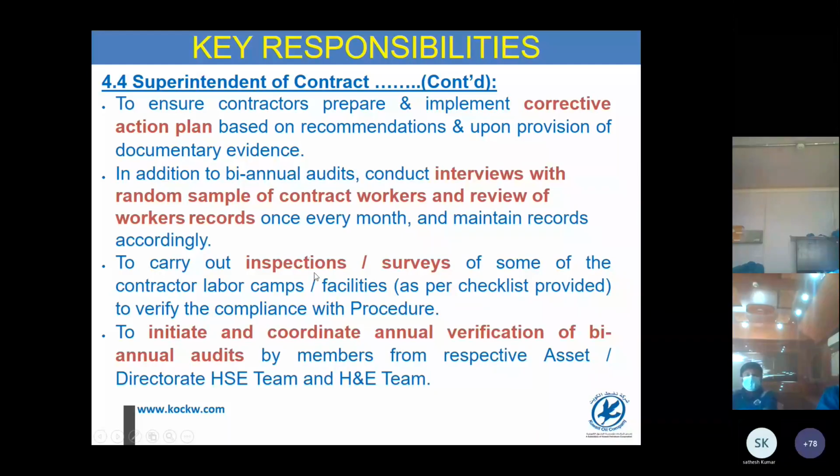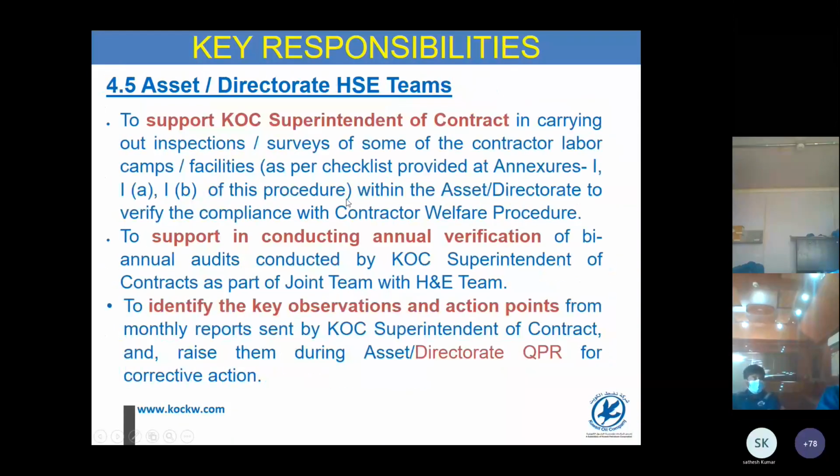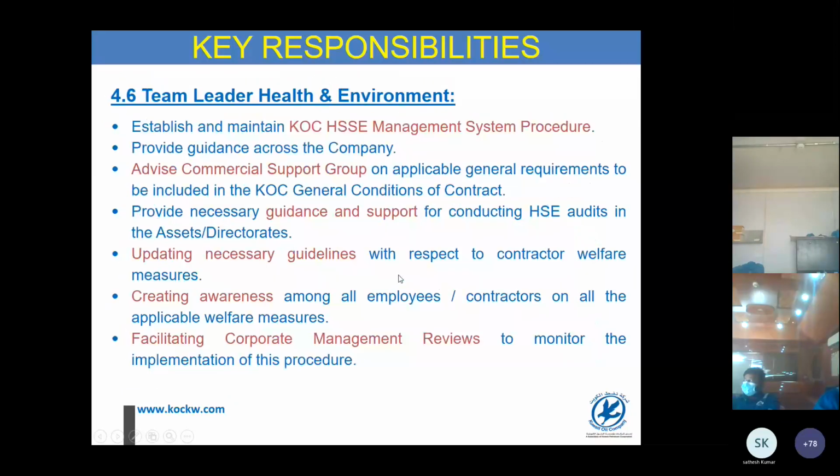Okay, and to carry out the inspection surveys, to initiate and coordinate annual verification of the biannual audits, and to support the KOC Superintendent of Contract is the Asset and Directorate HSE teams, like the HSE E&D team. That's what we are doing today. We are doing these sessions to support and to create awareness among our Superintendent of Contracts, controlling teams, as well as the business partners, even the subcontractors also. And we will also be doing the annual verification, identifying the key observations and action plans. All these things we will be doing.